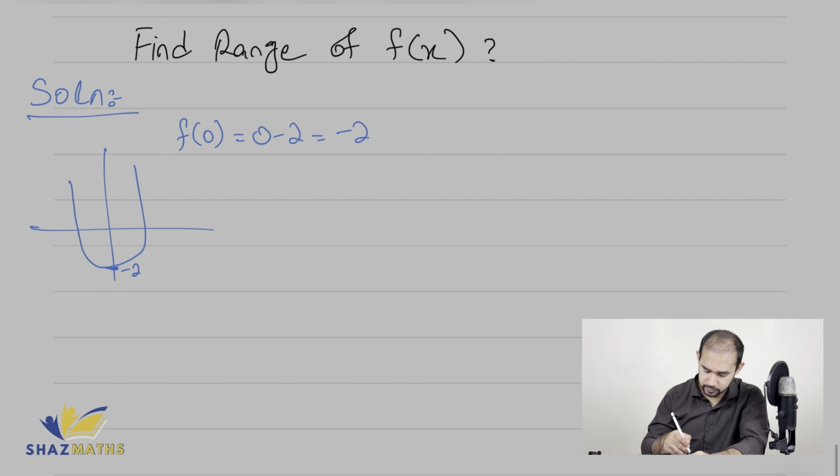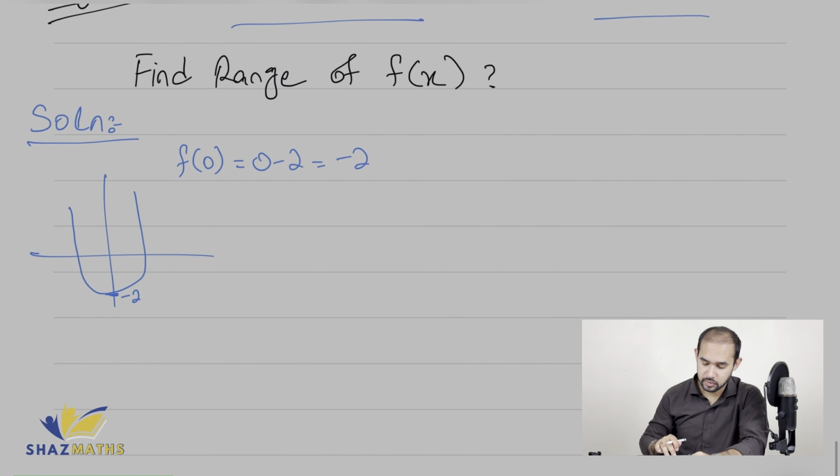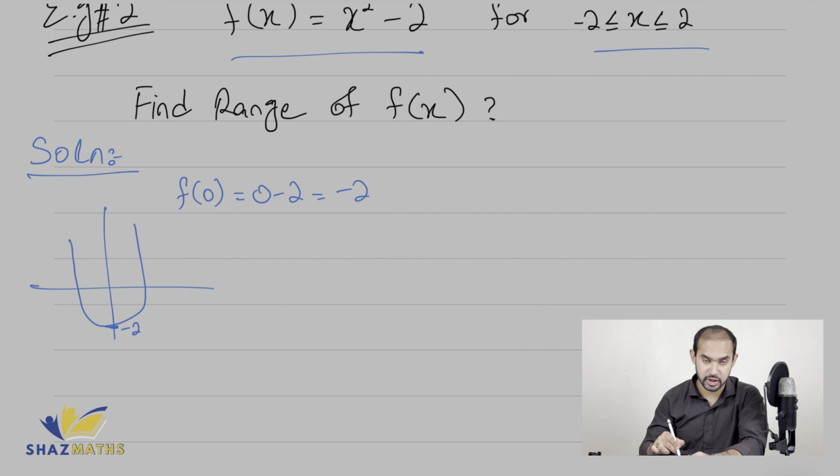Okay, now how do I know this is the minimum point of the function? Because if you remember, for quadratic equations, if it is a parabola, just giving an example.